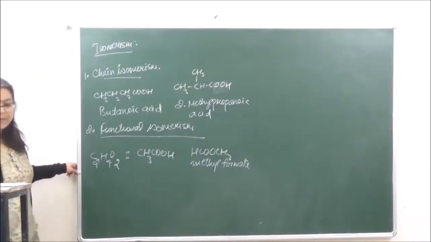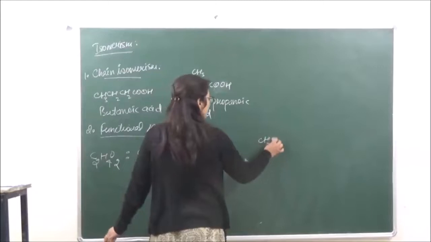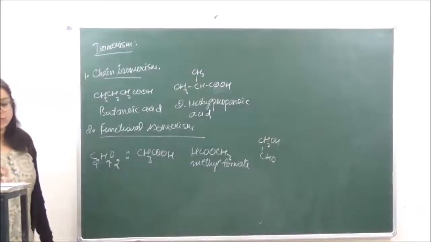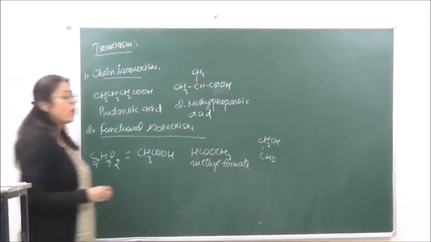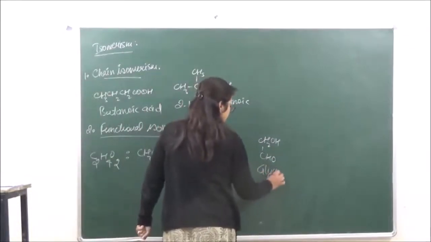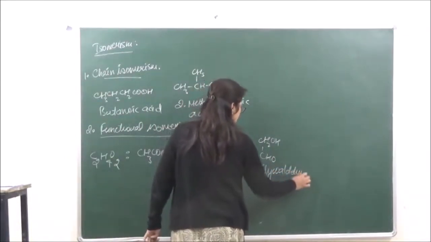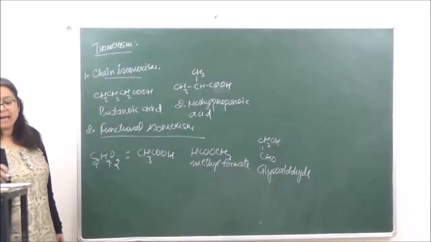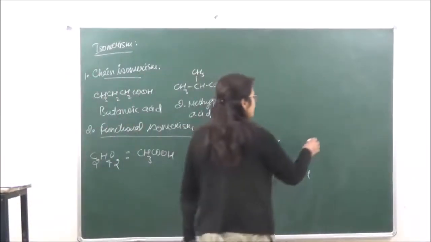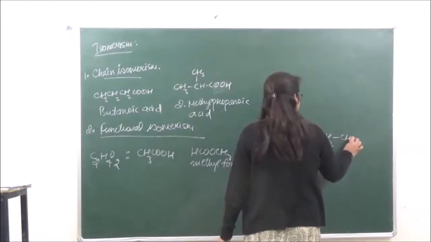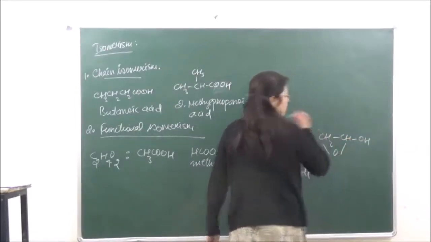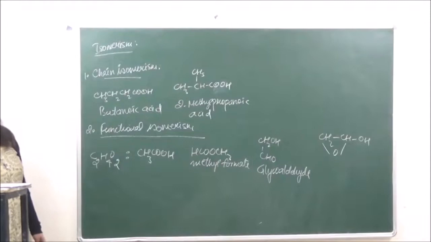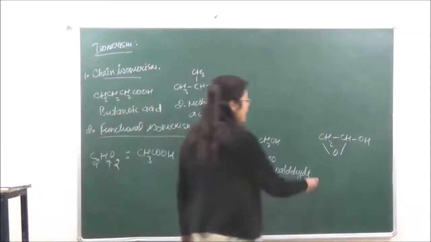In a similar manner, this can also have a functional isomer of the type CH2OH and CHO. This is known as glycoaldehyde. Or we have hydroxyethylene oxide. All of these are going to be functional isomers of the compound C2H4O2.